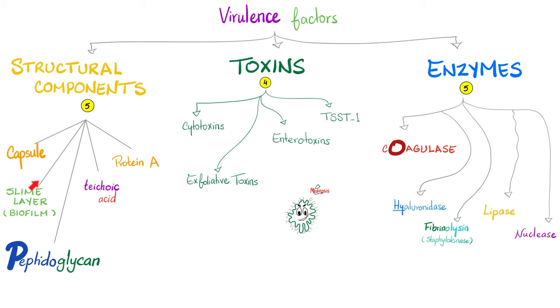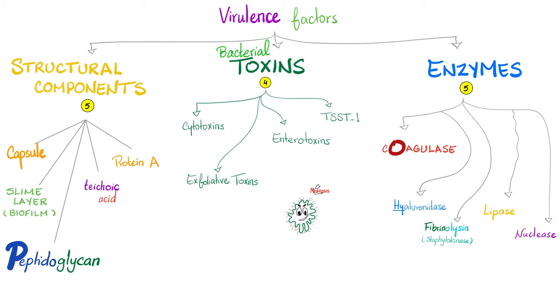You have the capsule, you have the slimy layer, you have peptidoglycan, cell wall, teichoic acid of the cell wall, protein A, aka staphylococcal protein A. Thank you. Toxins. We have cytotoxins, exfoliative toxins, enterotoxins, and toxic shock syndrome toxin number 1.